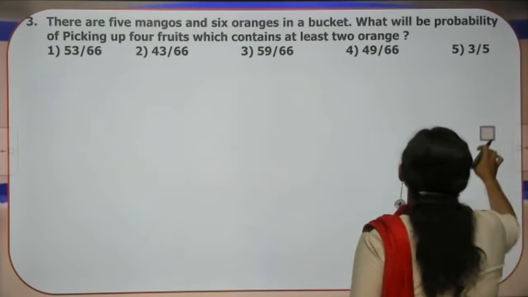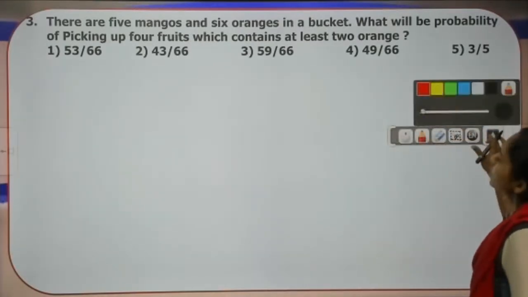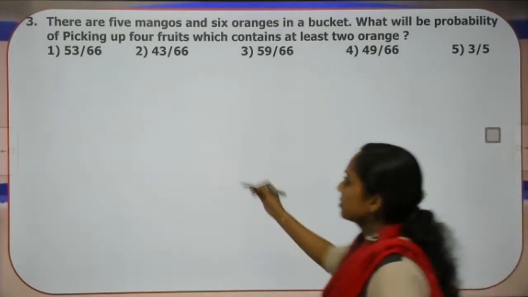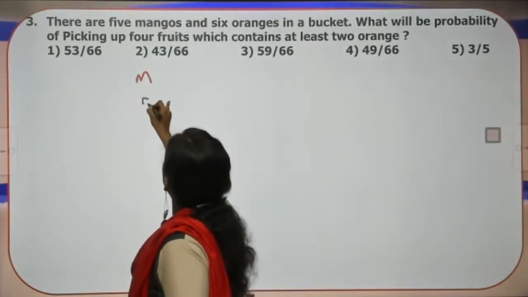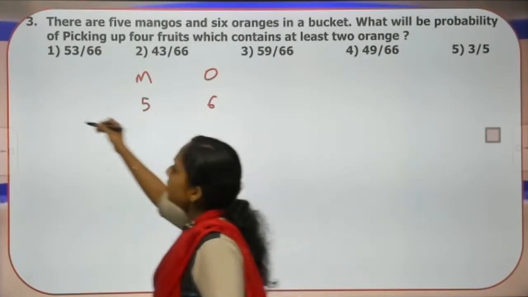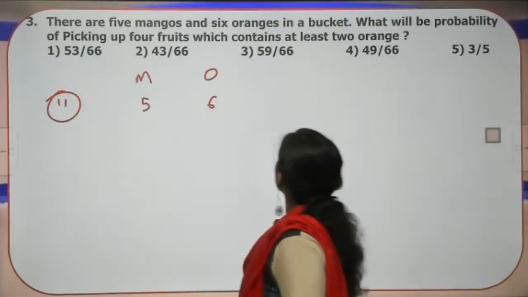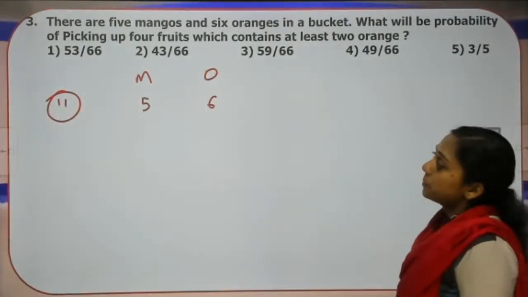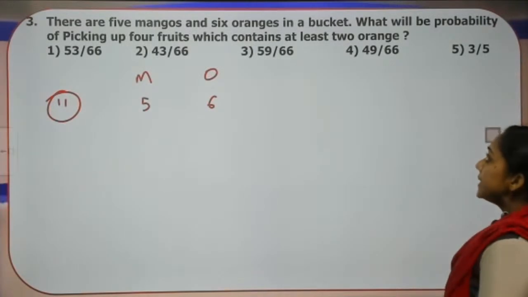Yes, answers are coming. So here, what was our question? There are 5 mangoes and 6 oranges. So altogether there are 11 fruits. What will be the probability of picking up 4 fruits which contains at least 2 oranges?